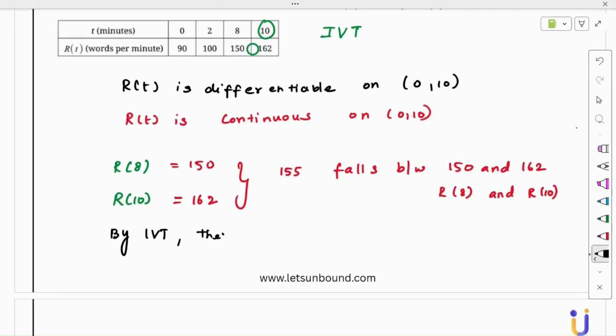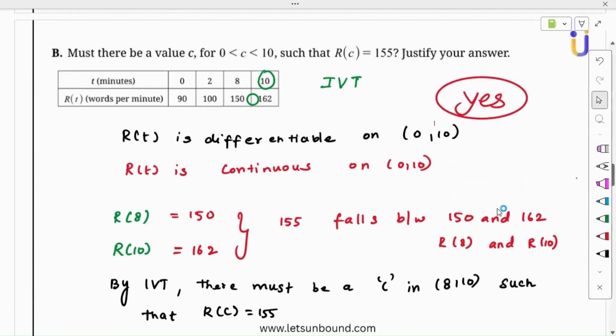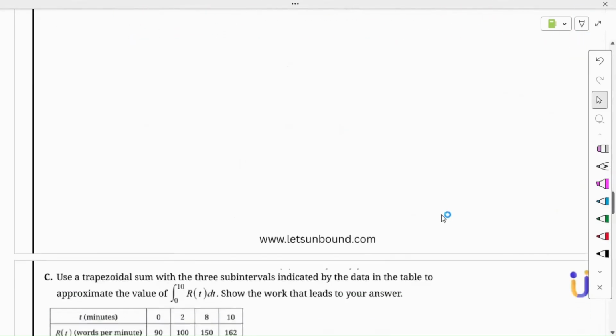There must be a C in 8, 10 such that R of C is 155. They ask us to check between 0 and 10, but I'm sure it's between 8 and 10. Yes, it is possible. So you can give a big yes for this. There must be a C.